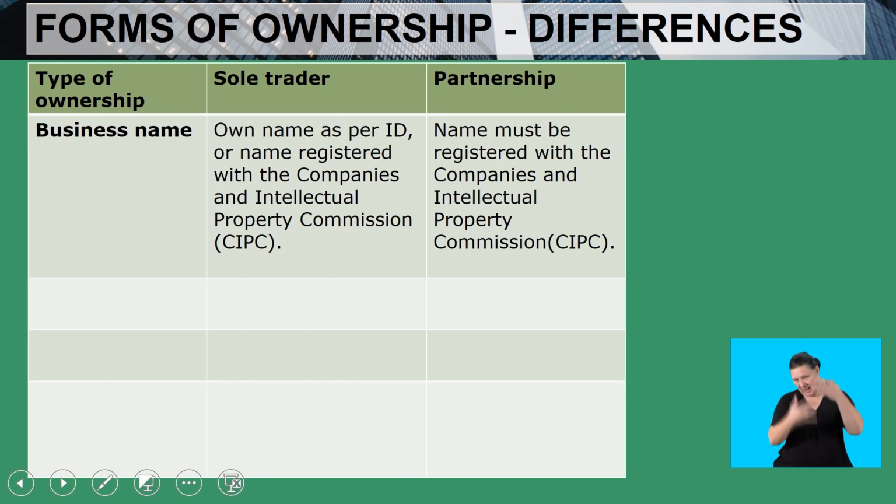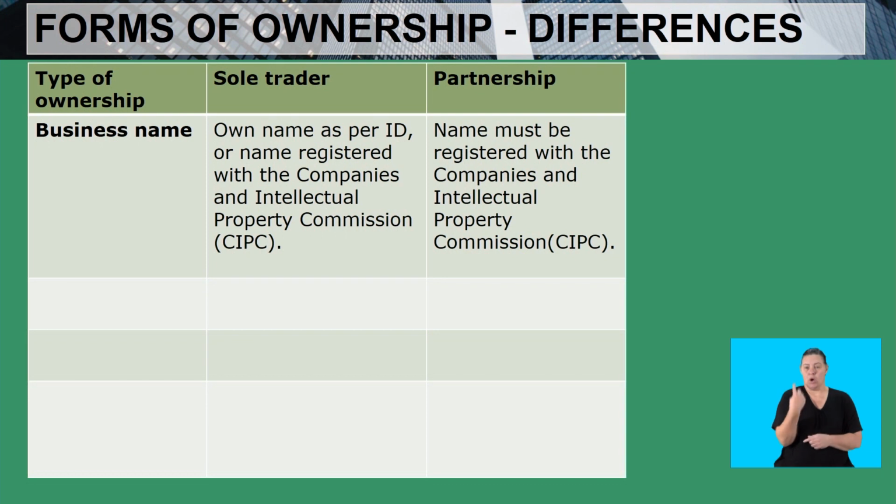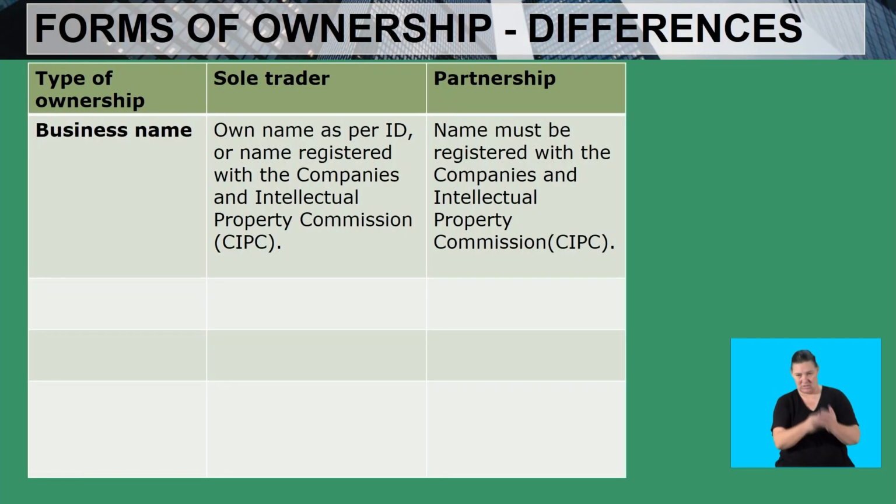Now, let's look at the difference between a sole trader and a partnership. We'll look at the business name. Under sole trader, own name as per ID or name registered with the Companies and Intellectual Property Commission, CIPC. So the name of a sole trader can be the owner's name as it appears on their identity document, or the name that they have registered. Then with partnership, the name must be registered with the CIPC, and then they can call their partnership with that registered name.